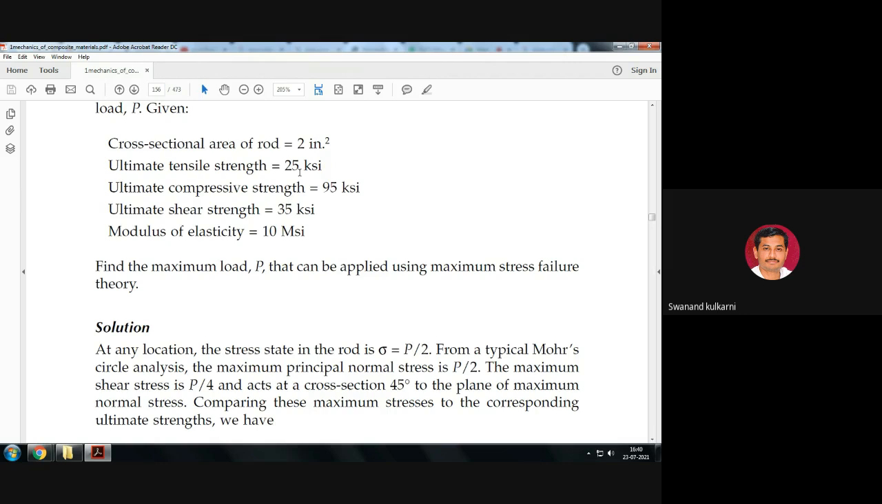The lesser value between compression and tension is tensile, and that is 25. The second is the ultimate shear, and for shear that value is 35. So when we are taking the reference of shear, we will have to use P by 4. And when we are using the concept of tensile or compressive, the lesser value between tensile and compressive, divided by 2, will be the reference value.